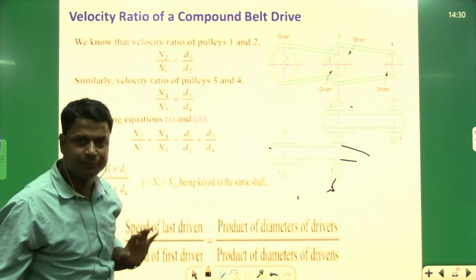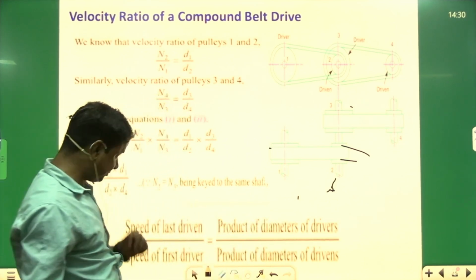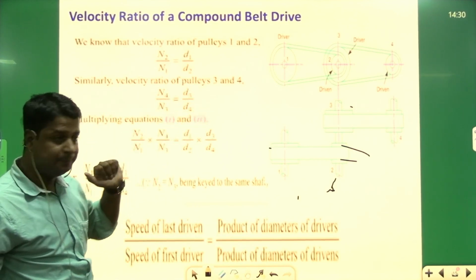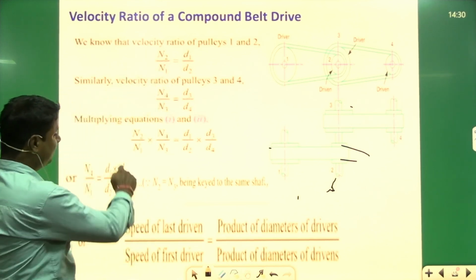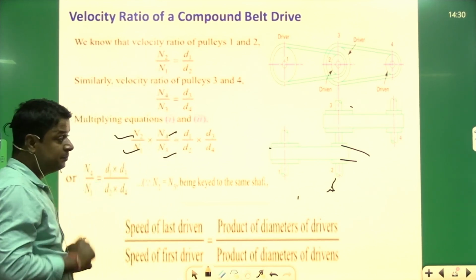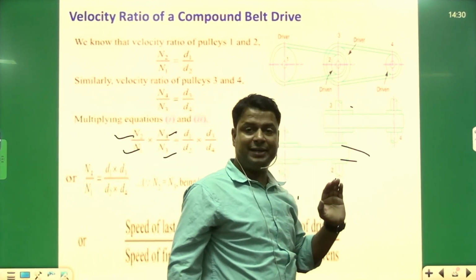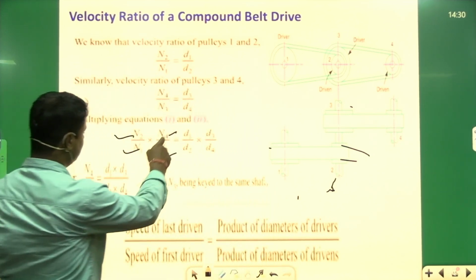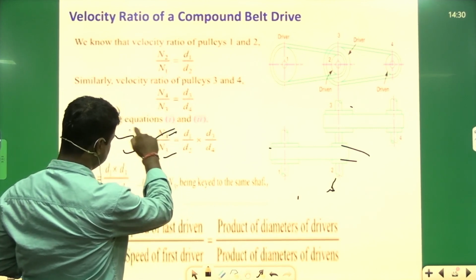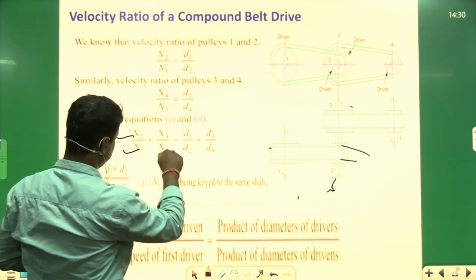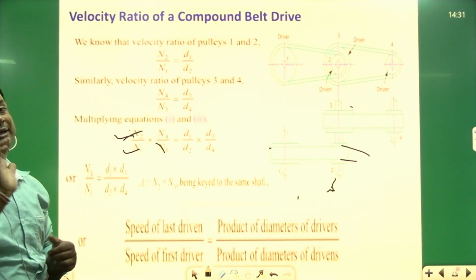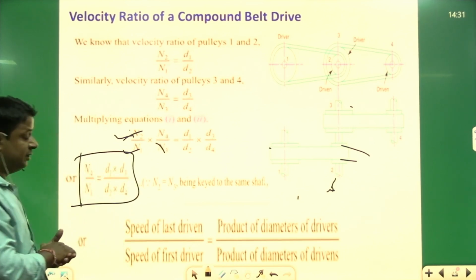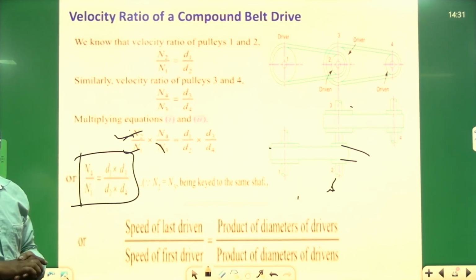n2 by n1 equals d1 by d2. For driver 3 and 4, it is n4 by n3 equal to d3 by d4. Now we multiply both. Now look, n2 and n3 are both attached on the same shaft, so the speed will be the same. But the diameter is different for different wheels. So the basic thing is that n4 by n1 is d1 d3 upon d2 d4.